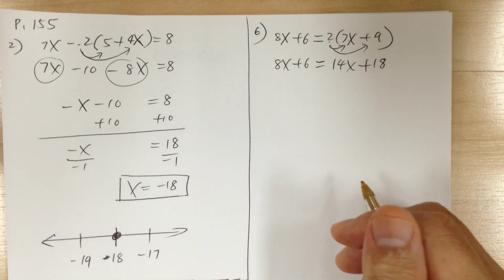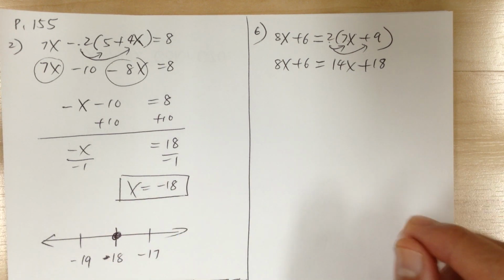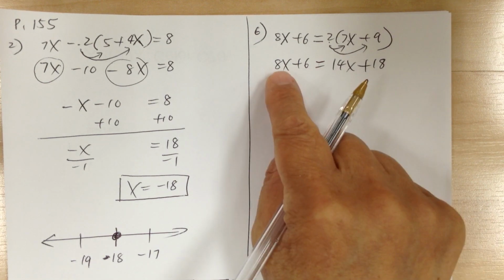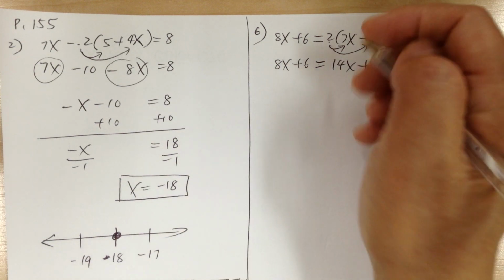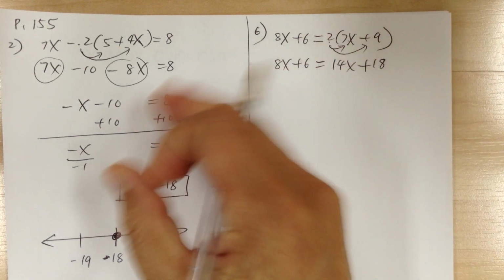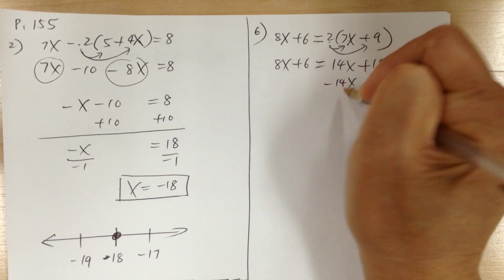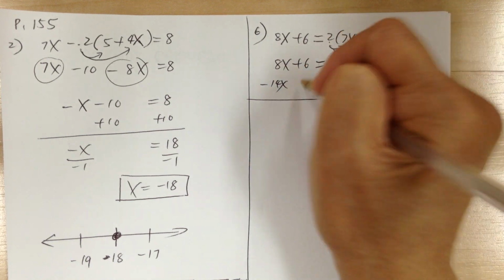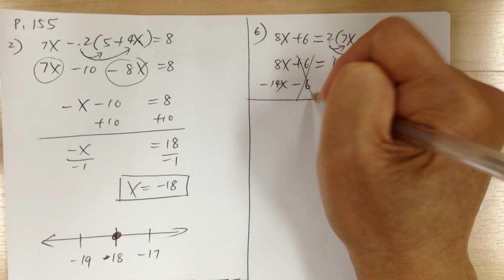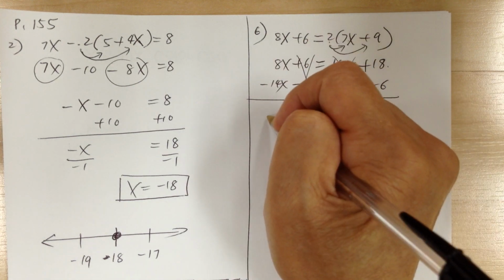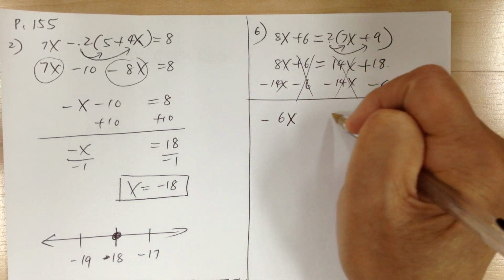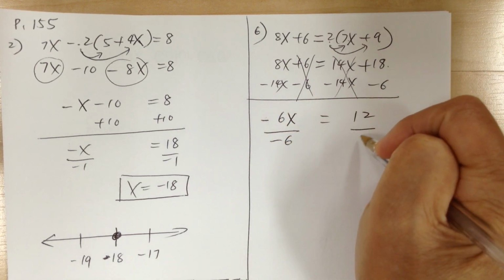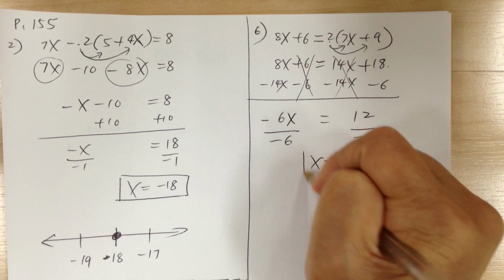Next, I'm going to move the variable to one side and the number to the other side. Normally it's easier if you move the smaller one, but it doesn't matter either way. I like the variable on the left hand side, so that's minus 14x on both sides. So this will cancel out. And I'm going to move this to this side, so minus 6 on both sides, so that this will cancel out. So this will become negative 6x equal to 12. Divide both sides by negative 6, so x will equal negative 2.